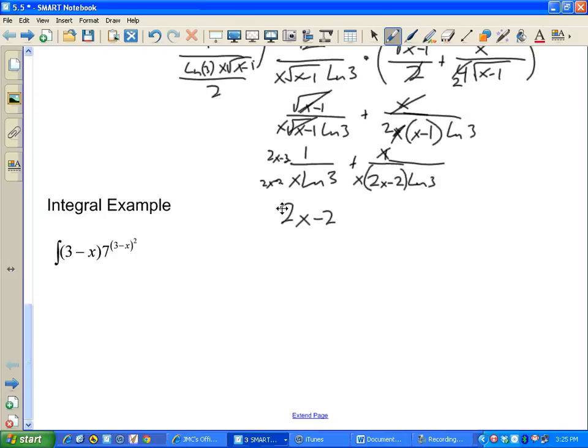So 2x minus 2 on the top plus x over my common denominator, 2x minus 2x ln 3, and I can combine these to get 3x.